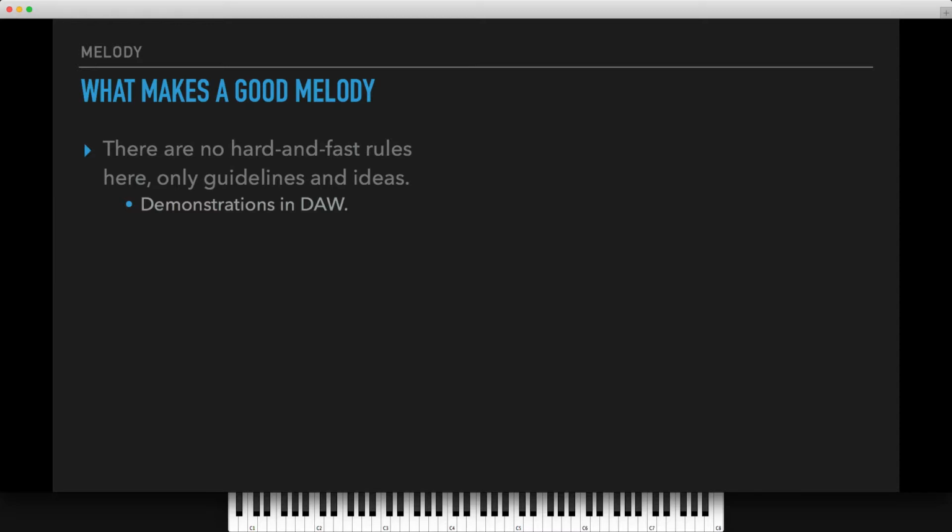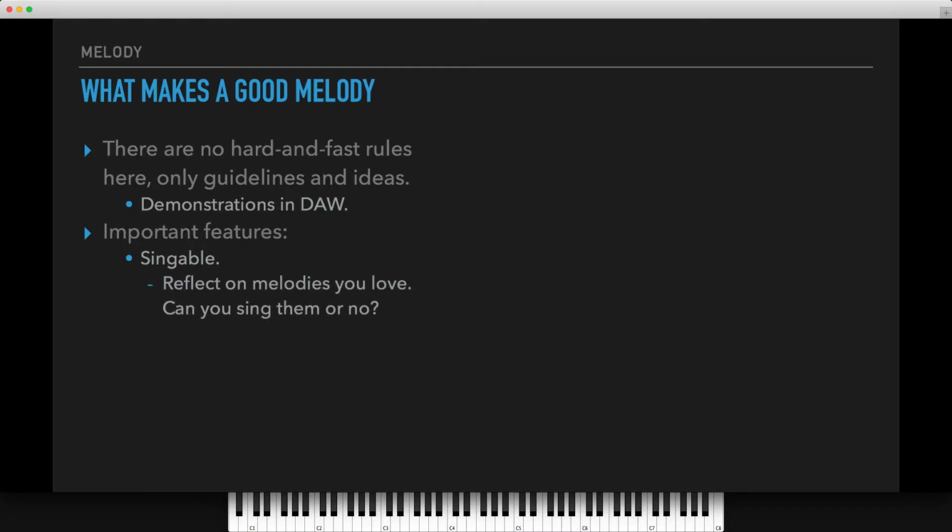So I'm going to do some demonstrations inside Studio One with some chords and melodies here in a second as we go over these. So some important features. It can be good for your melody to be singable. Reflect on the melodies that you love. Can you sing them or no? Let's take a look at what I mean. I'm going to go into Studio One now.